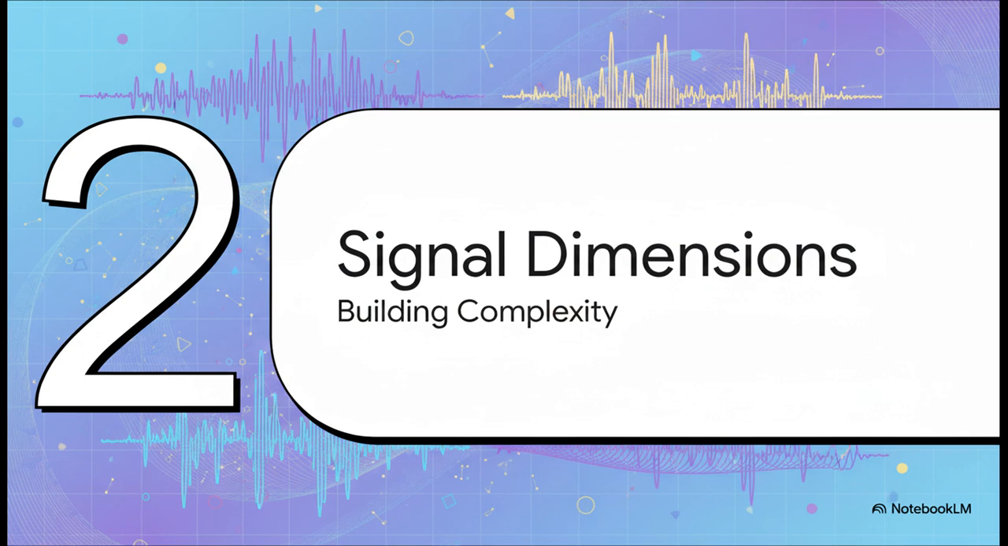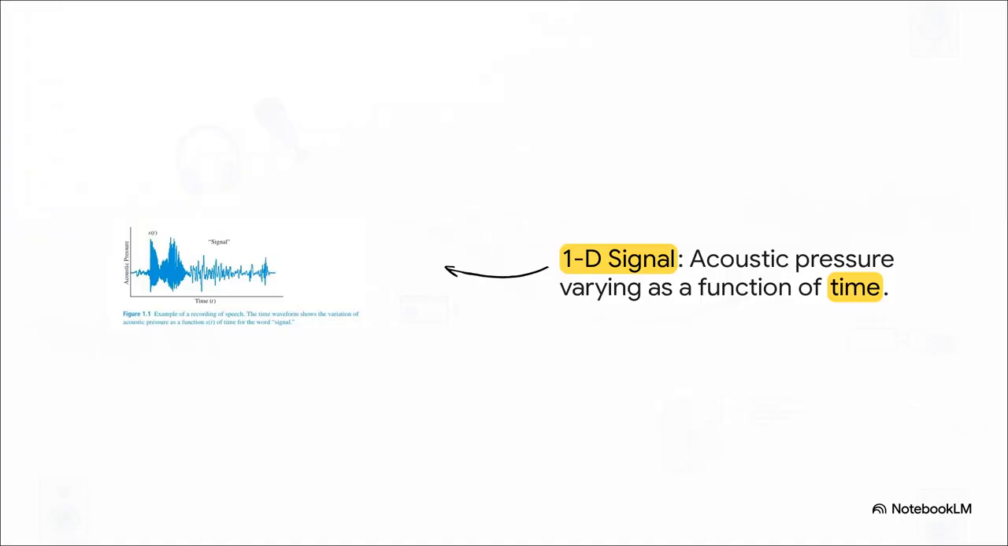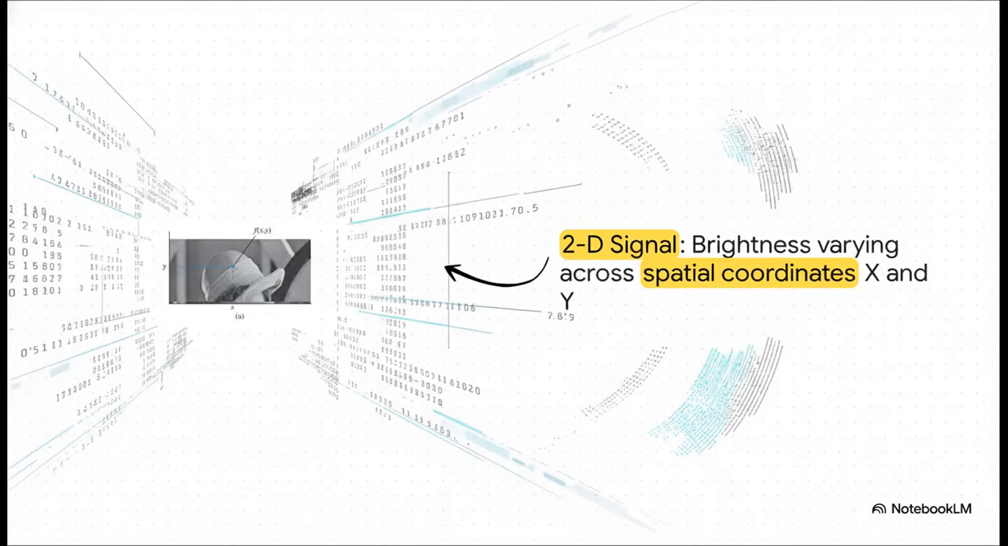Section 2. Dimensions of a signal. Let's build some complexity. Think about a one-dimensional signal. Imagine the literal, physical waveform of someone speaking the word signal. Here, the acoustic pressure of a human voice, which is our dependent variable, varies purely over a single independent variable, which is time. It's essentially a straight line forward, continuously recording the air pressure at each passing fraction of a second.